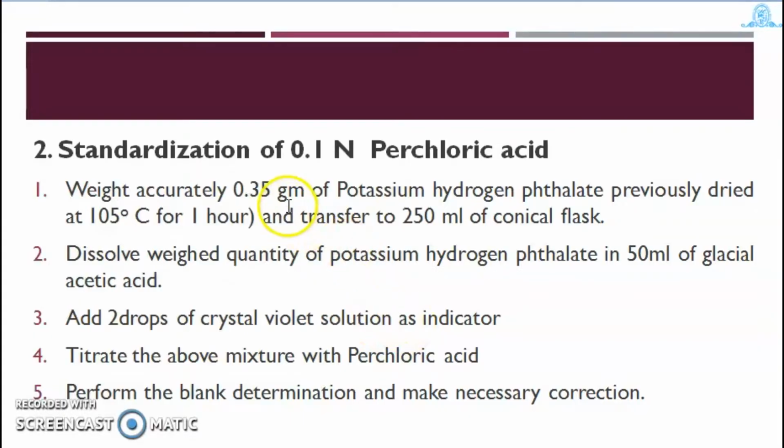Titrate this solution, that is the 0.35 gram of potassium hydrogen phthalate and the 50 ml of glacial acetic acid, with perchloric acid, with crystal violet as an indicator. Then perform the blank determination and make the necessary correction. Now we have to perform the same procedure, but in the blank determination, we skip the potassium hydrogen phthalate. That means we only titrate the glacial acetic acid and crystal violet indicator with the perchloric acid solution.